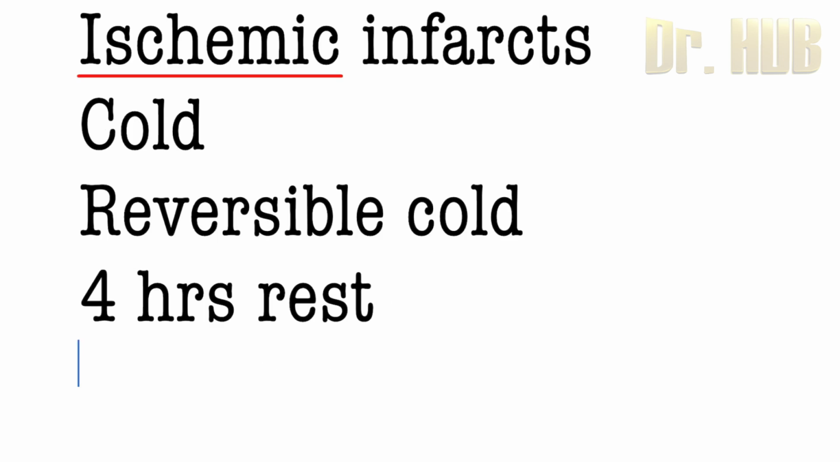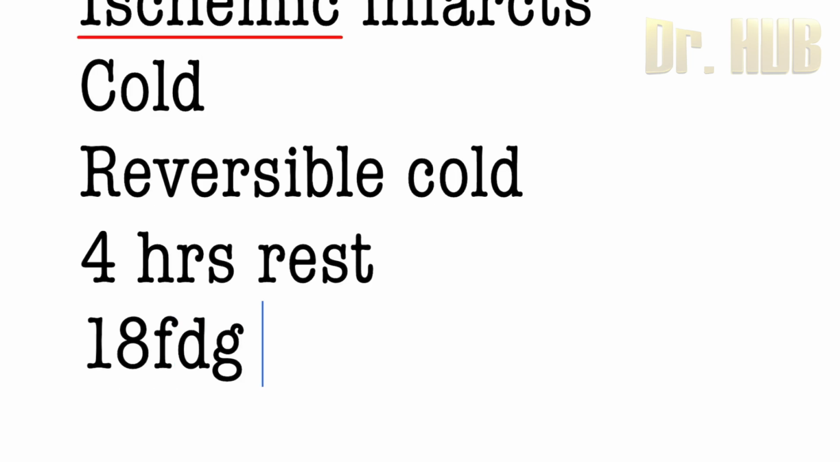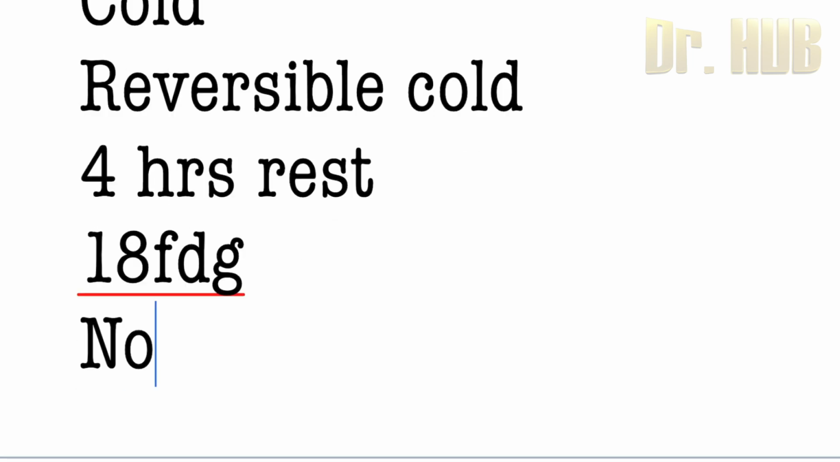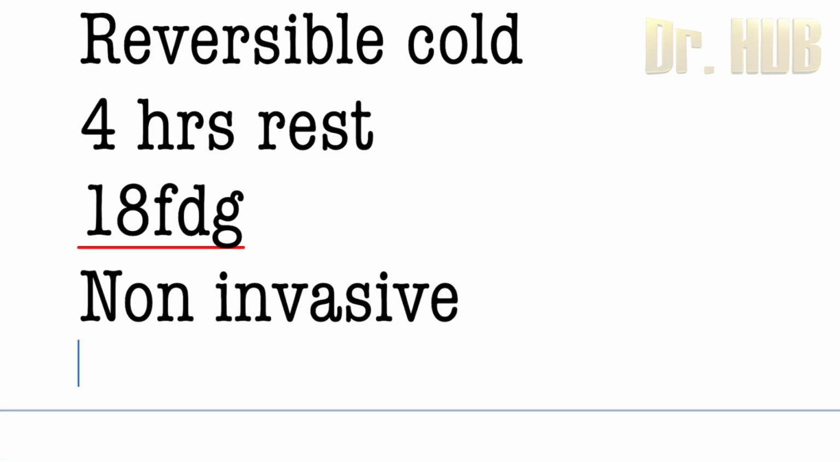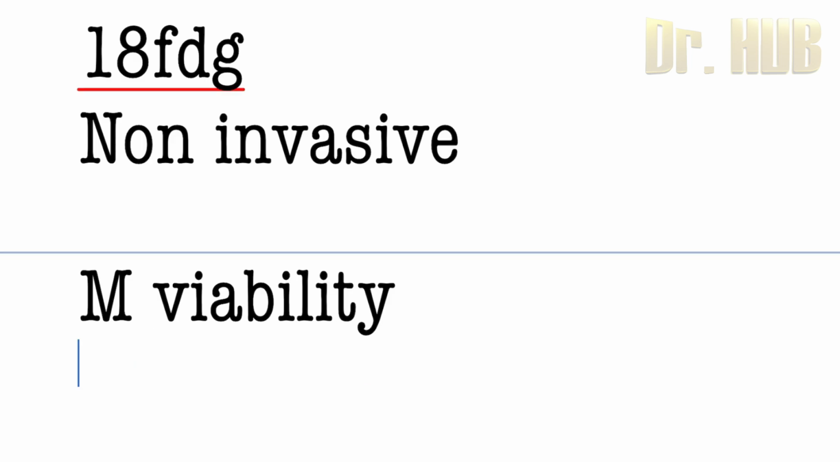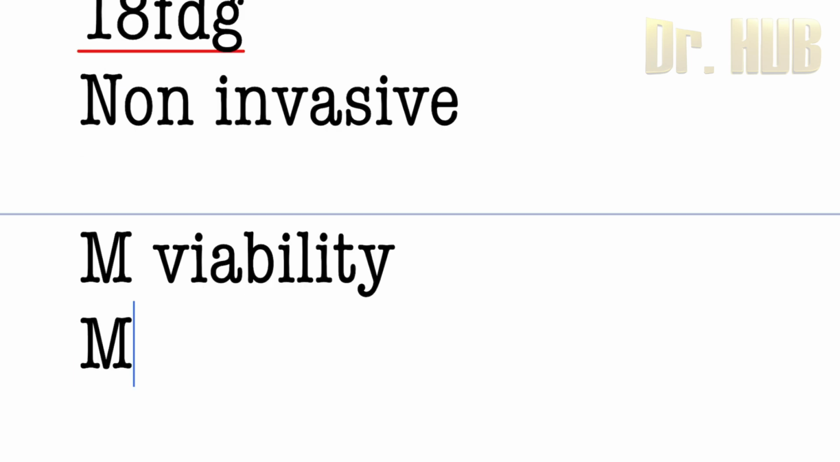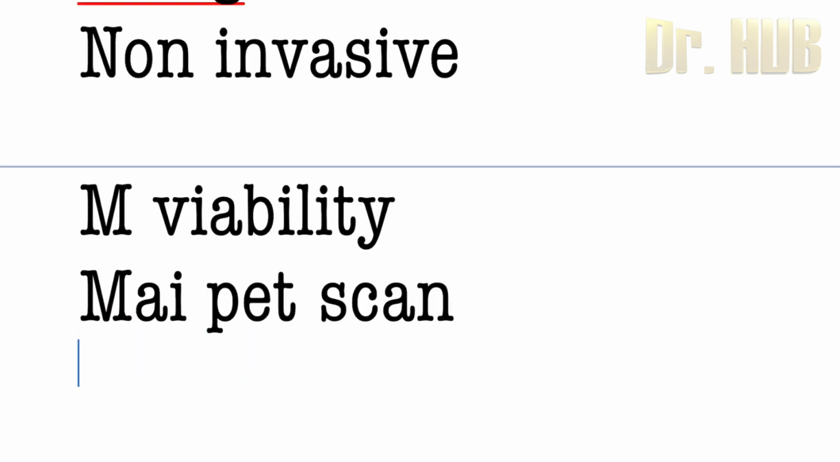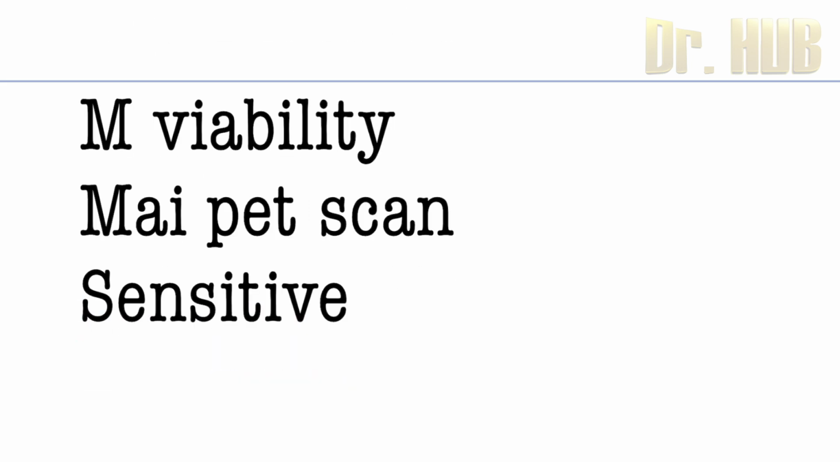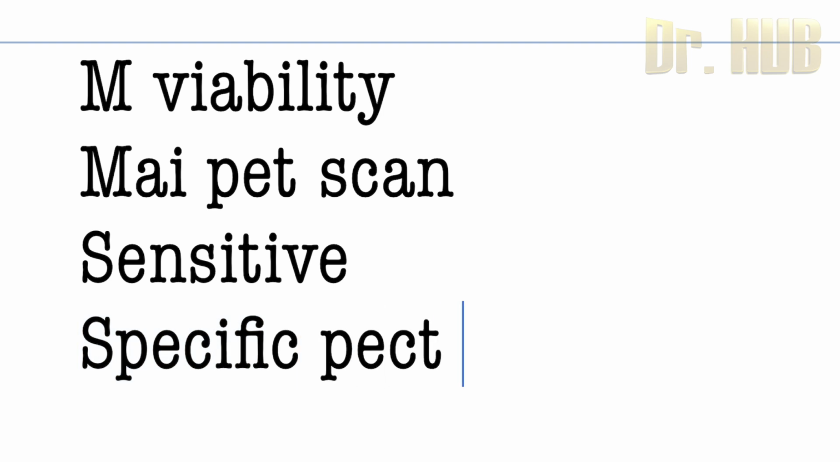Now the PET scanning for the myocardial metabolism uses 18 FDG. This has become the gold standard non-invasive test to evaluate the myocardial viability. Then comes the MPI by the PET scan. MPI by the PET scan is more sensitive and more specific than the SPECT MPI.